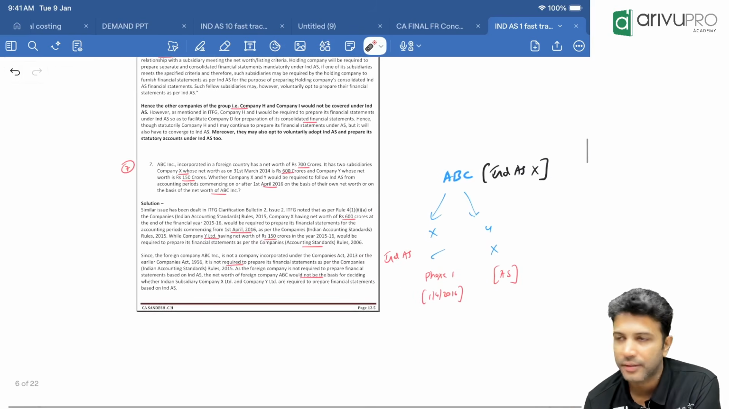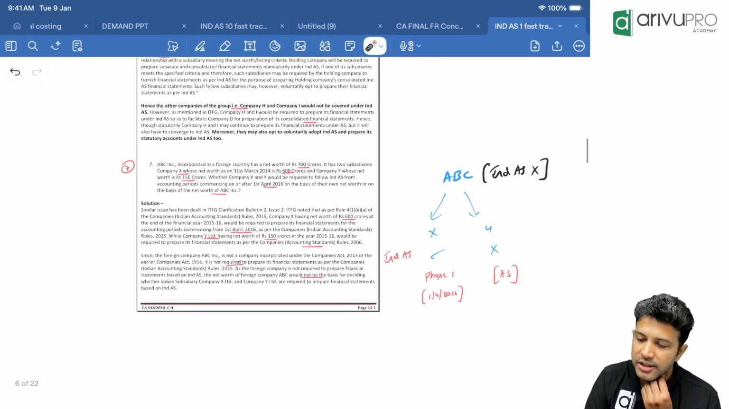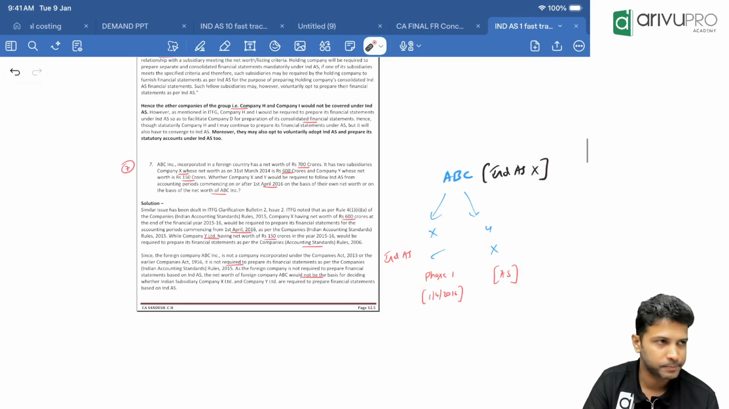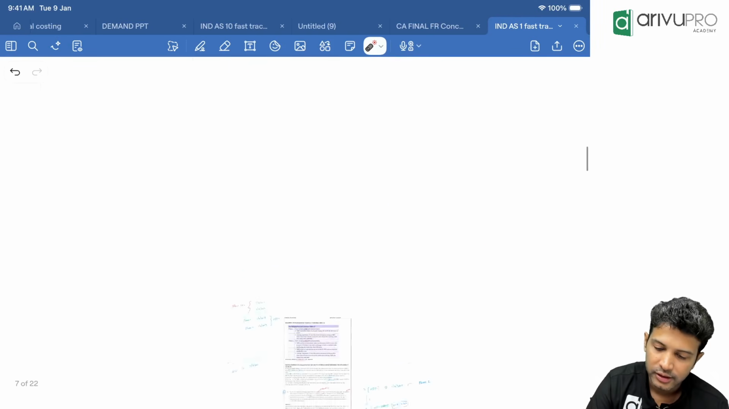That's about question number 7. This is the answer. ABC, Ind AS not applicable. Company X, Ind AS is applicable from this date. Company Y, Ind AS not applicable, AS applicable. This paragraph only is your answer. They've written all that.